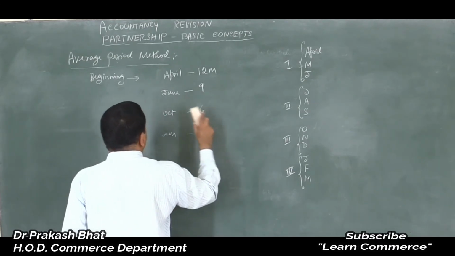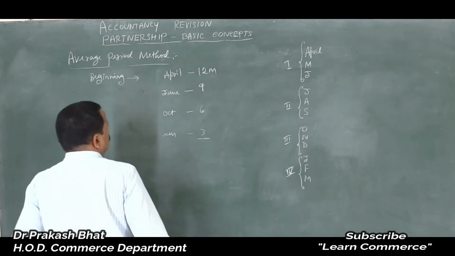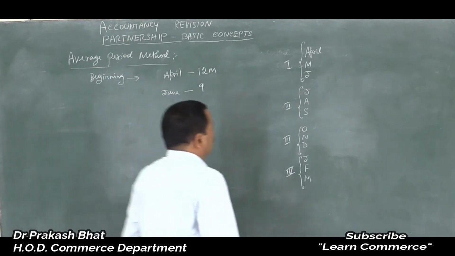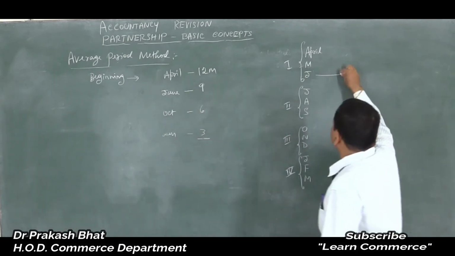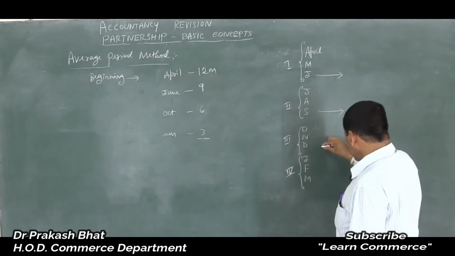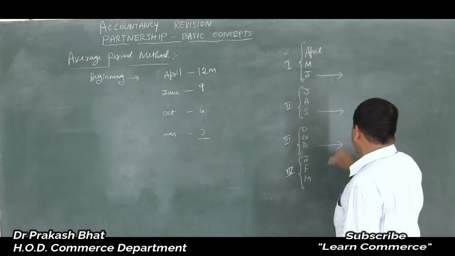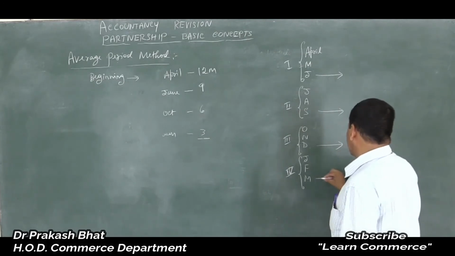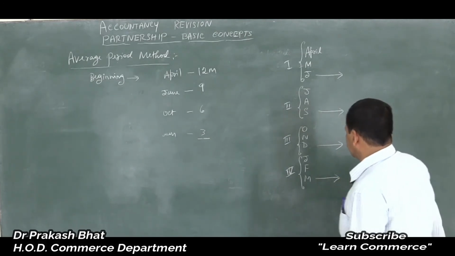End of each quarter means what? First quarter ends on when? June 30th. Am I correct? Second quarter ends on September 30th. Third quarter ends on 31st December and last quarter ends on 31st March.